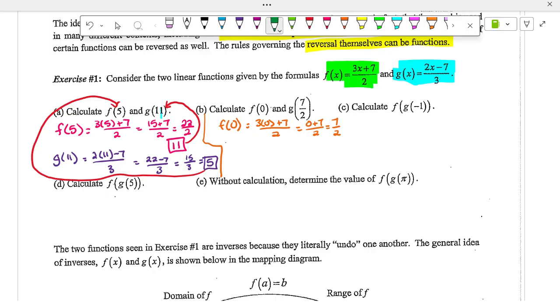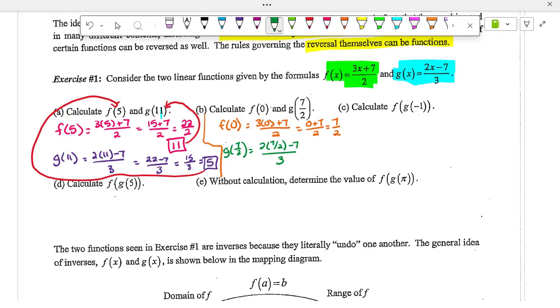All right, someone else, tell me how I would set up for g of 7 halves. So I'm just plugging it in. So how would I set it up? 2 times 7 over 2 minus 7 over 3. So 2 times 7 halves. All right. If you have a 2 in the numerator and a 2 in the denominator, they cancel each other out. You're left with whatever's left over. So what is it?